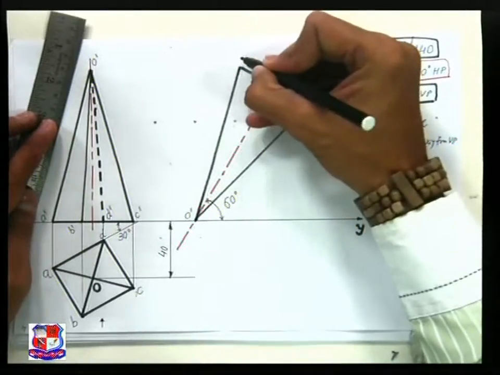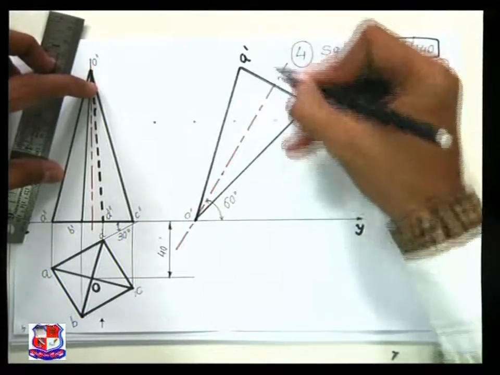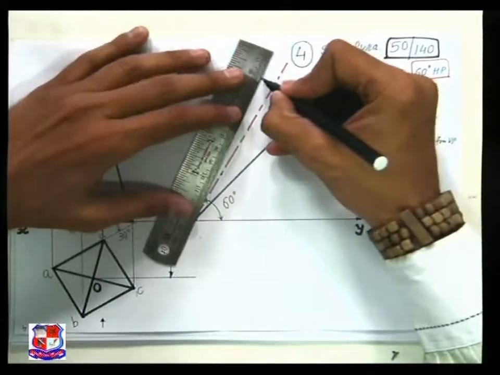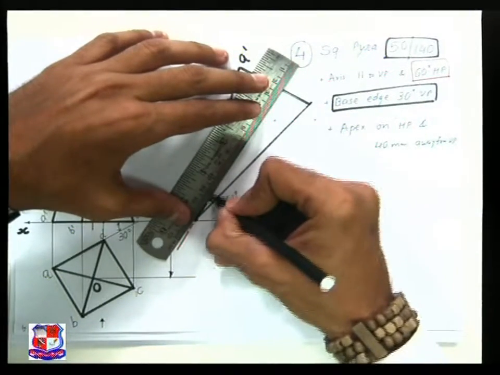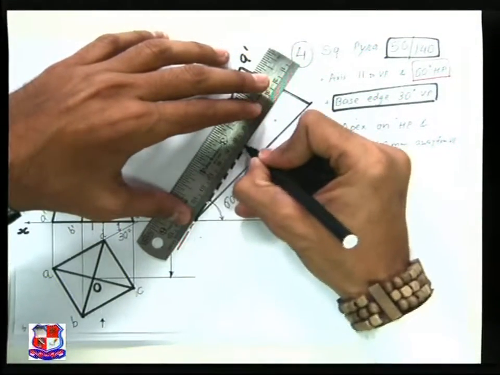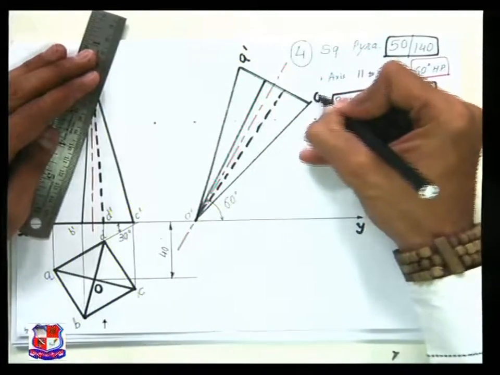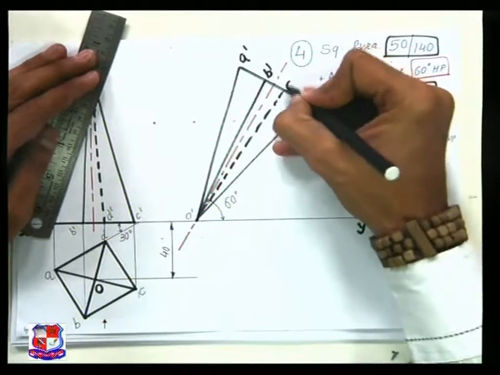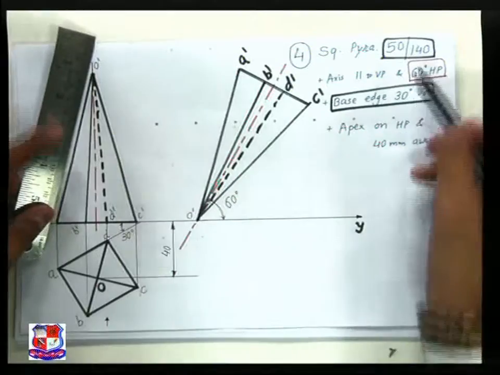and here is point A dash, here is point B dash. So this line would be visible, this line would be dotted line, here is C dash, B dash, and this is D dash. So till now we have drawn this view.